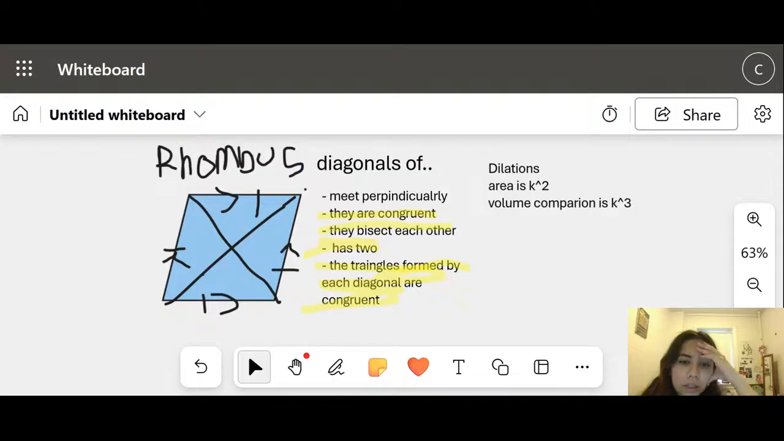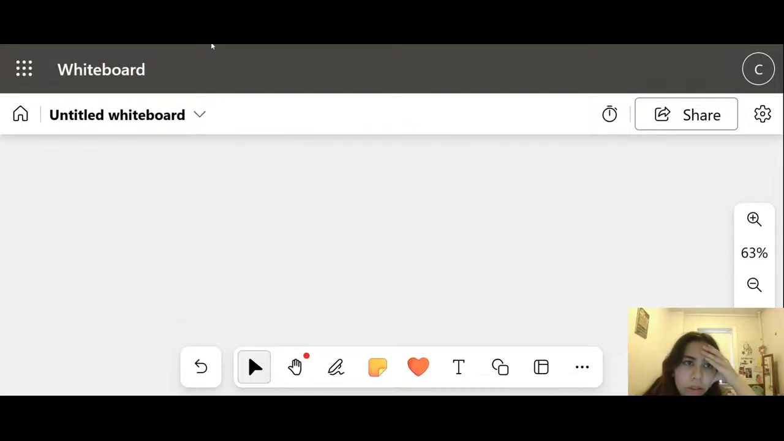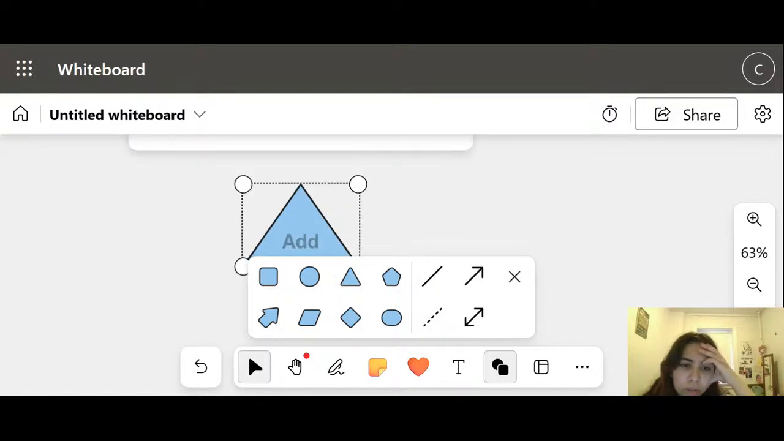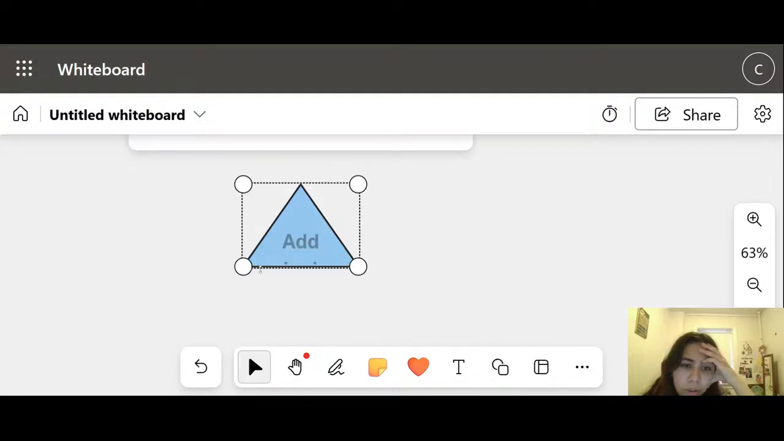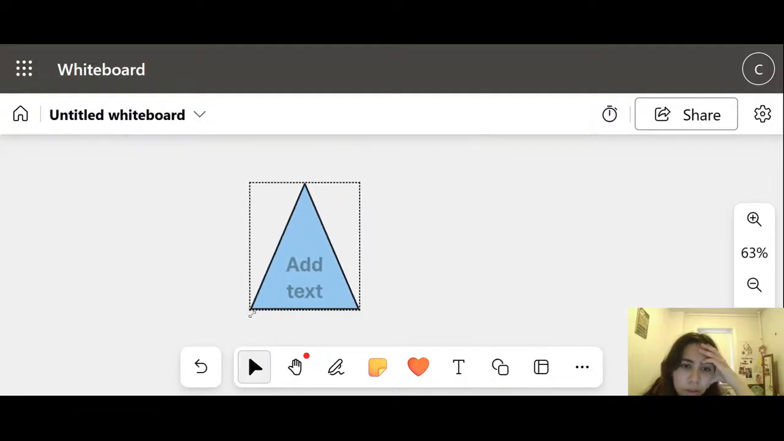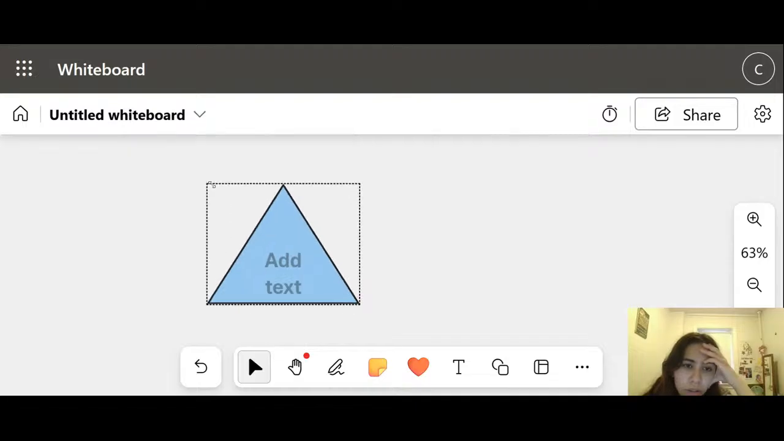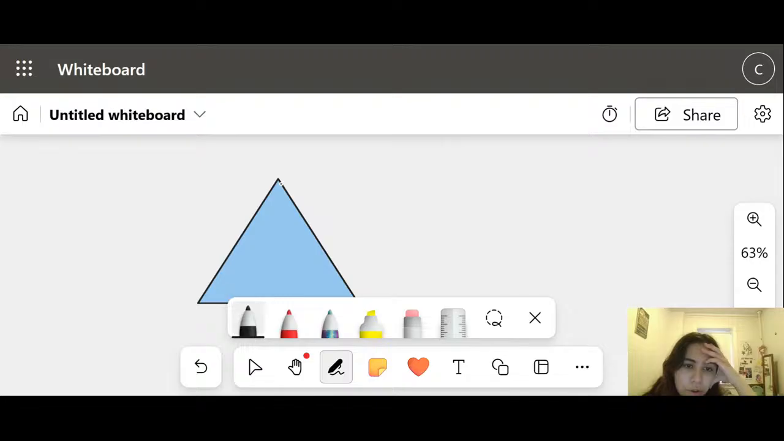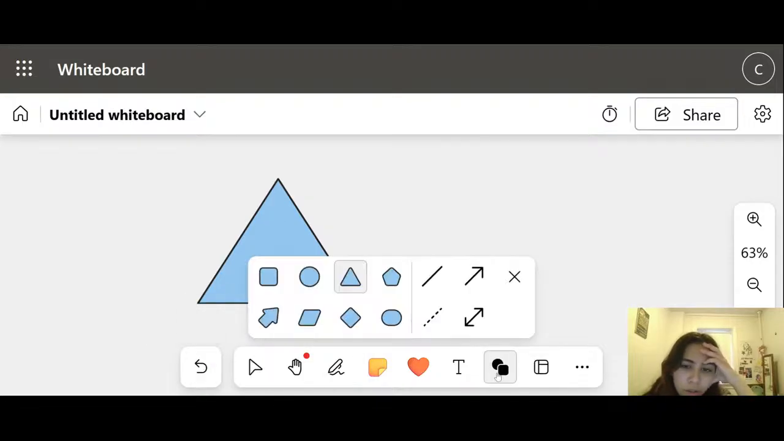Okay, so let's go down. In right triangle ABC, altitude CD is drawn to hypotenuse AB. So let's do a right triangle. So we have a triangle here. Be a nice right triangle, please.